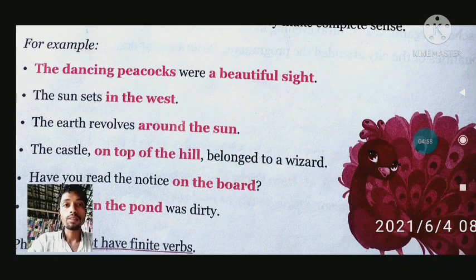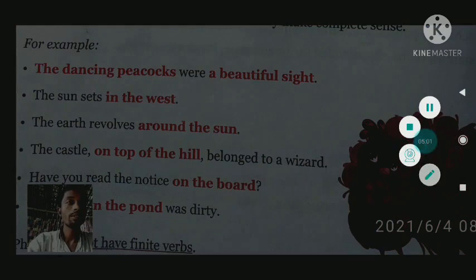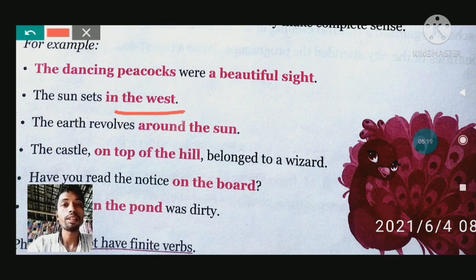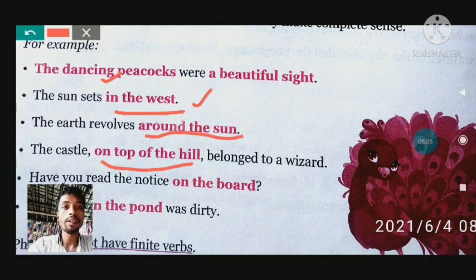Next, the sun sets. By seeing the different font in the sentence, I think you could guess this one. Which one will be the phrase? In the west. The sun sets in the west. This way we'll get the types of phrases also. This one is different. The earth revolves around the sun, on top of the hill, on the board. This way. Okay.